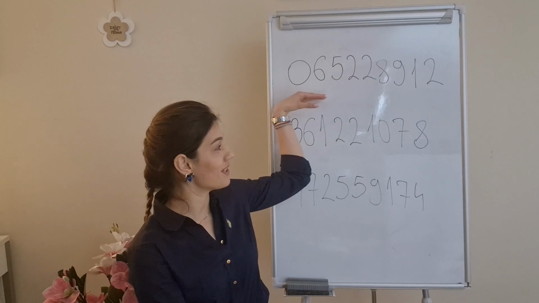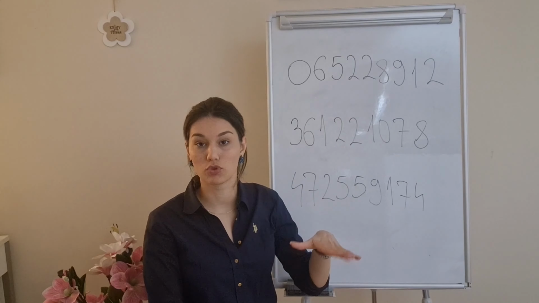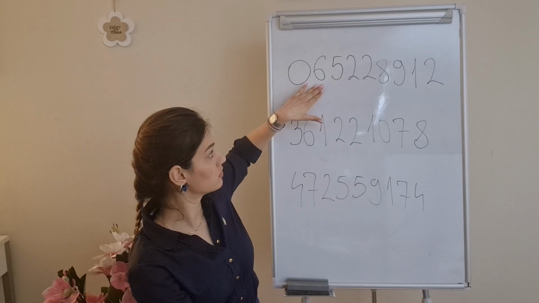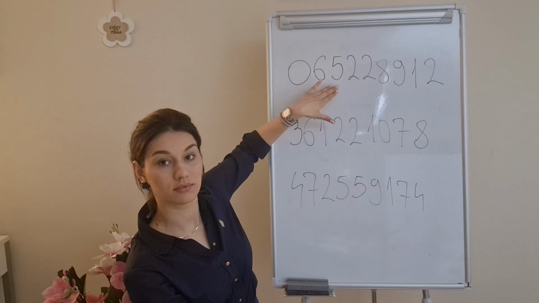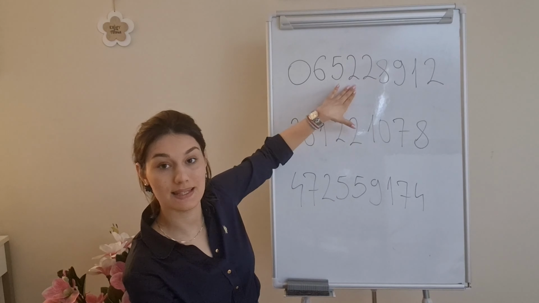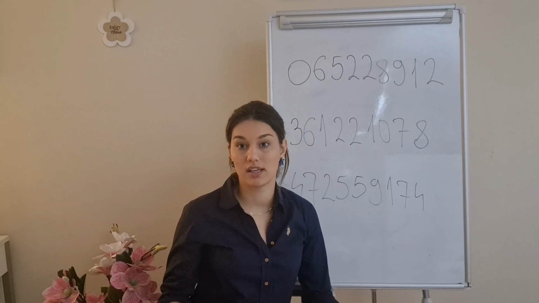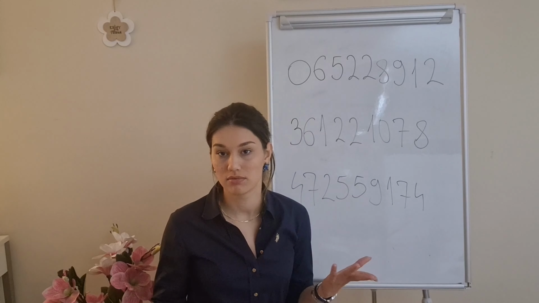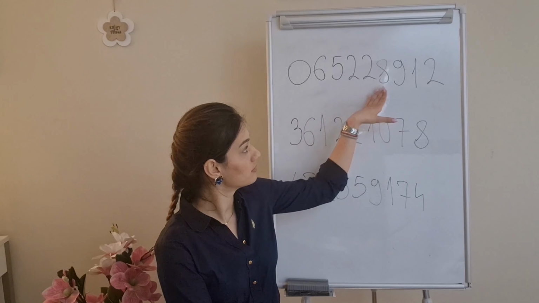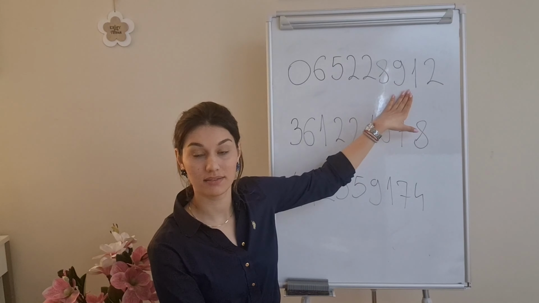So the first random number is this one. I will give you a few seconds to try to read the first number and then I will say it. So, null. Now you. Sechs. Now you. Fünf. Zwei. Zwei. When a number is a double, we say it in German Doppelzwei, as in doubled two. 8. 9. 1. 2.